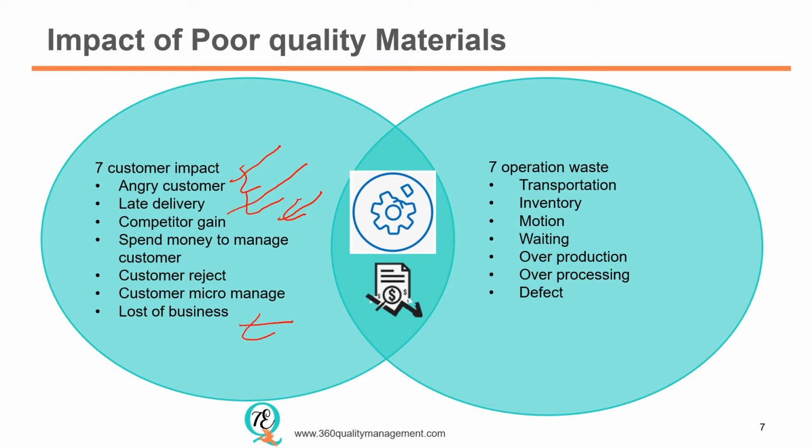And this will also impact operational waste, such as transportation of poor quality material. You have inventories of materials which cannot be used, eating up your space. The motion of working with those materials, waiting for materials to come for another replacement of a new batch, overproduction where you will produce more in order to compensate for those potentially poor quality materials, and then over processing, you will need to screen and rework those materials, and finally there are also defects in it.